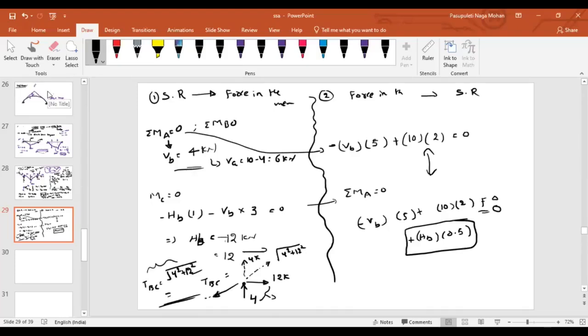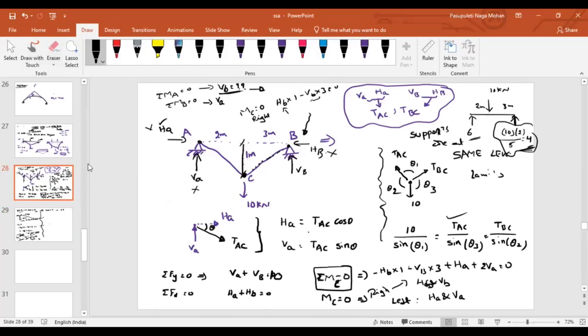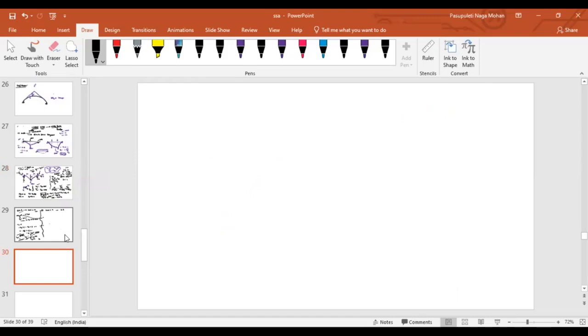Similarly, you can find it for TAC also. So this is one way of doing this. First part we have done support reactions and then forces in the members. The other way, as I told you, first use Lami's theorem, find out the forces in the members, and then find out the reactions HA and VA. So whichever way you are comfortable, you can do it. So for cables, these are the basic concepts only we need to solve it. Nothing else. We don't need any special knowledge to solve this.